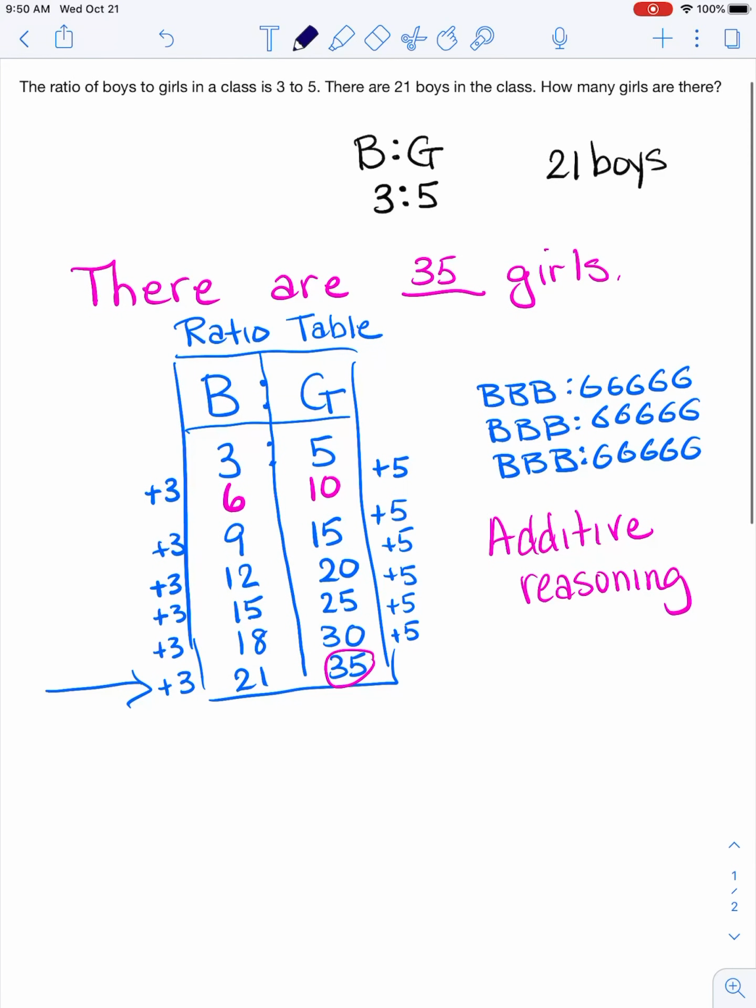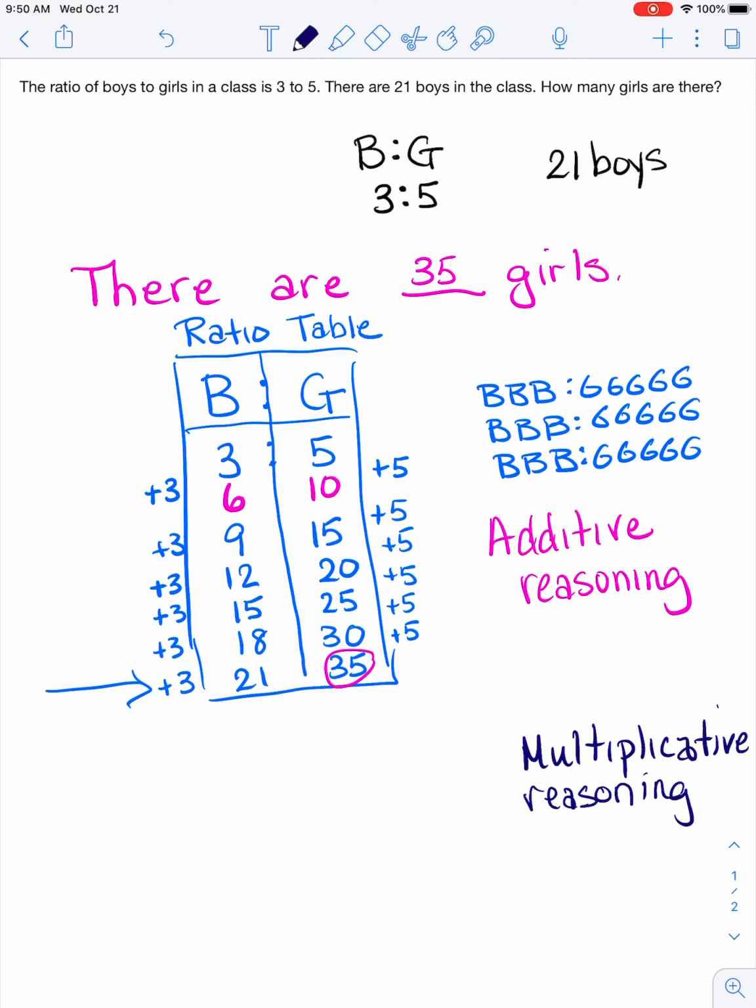And that's multiplication, right? Instead of using additive reasoning in a ratio table, we can use what we call multiplicative reasoning. You can see the word multiplication or multiply. Multiplicative reasoning is using multiplication or division in a table. So let's look at this. We're going to compare the same thing, boys to girls, and my original ratio is 3 to 5.